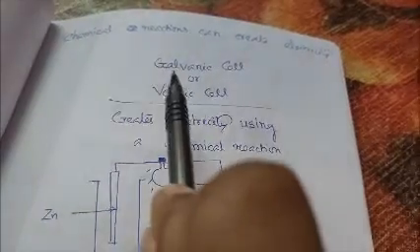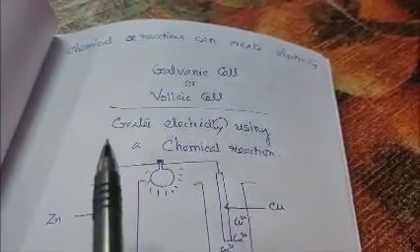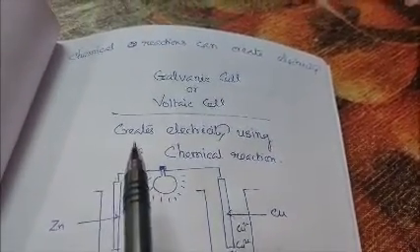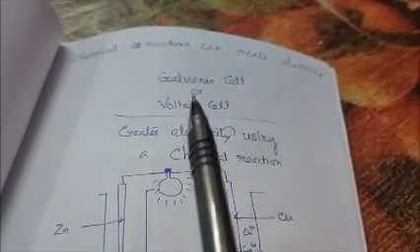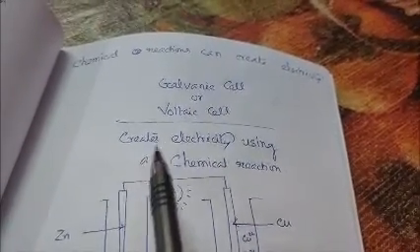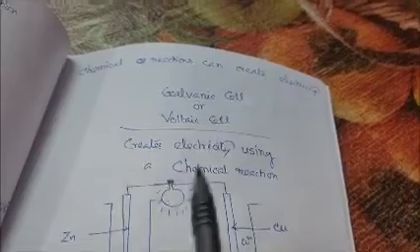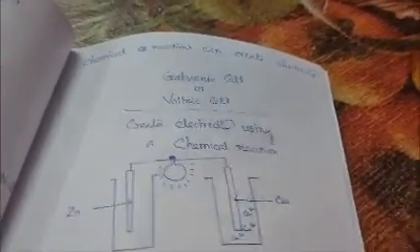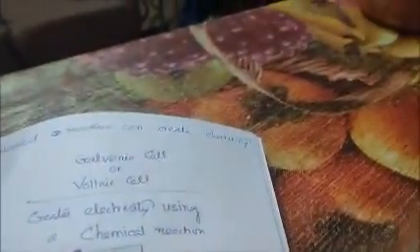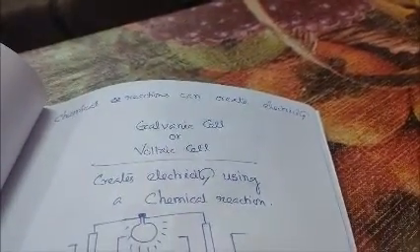Such types of chemical reactions are called a galvanic cell or voltaic cell. So what does that mean? A galvanic cell or voltaic cell is used to create electricity by using a chemical reaction. We all know that nowadays the world basically runs for energy.